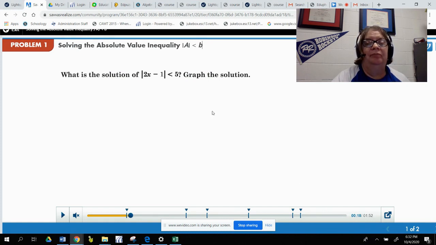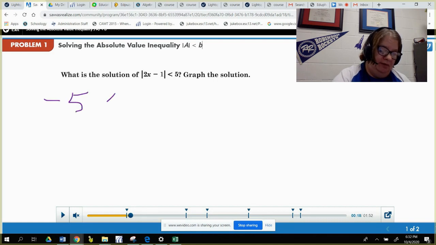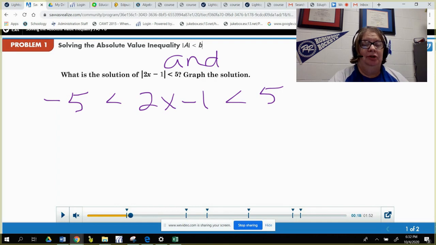Okay, when we did this one, this was the first one we did. We didn't graph it, but we had 2x minus 1 less than 5, and we put a -5 less than 2x minus 1 less than 5. The less than tells me it's going to be an and problem, so I'm going to shade between. No lines under the inequality symbols mean I'm going to use open circles.